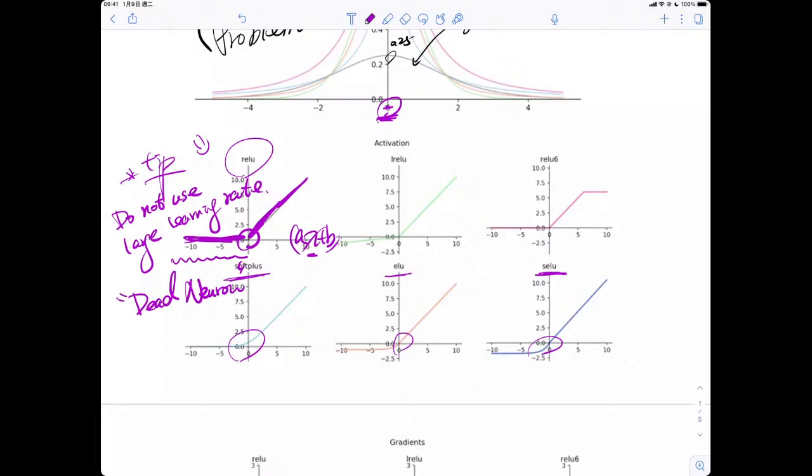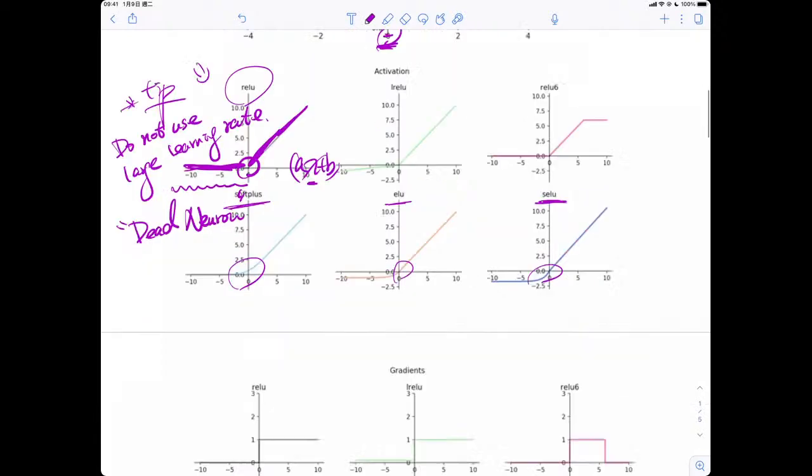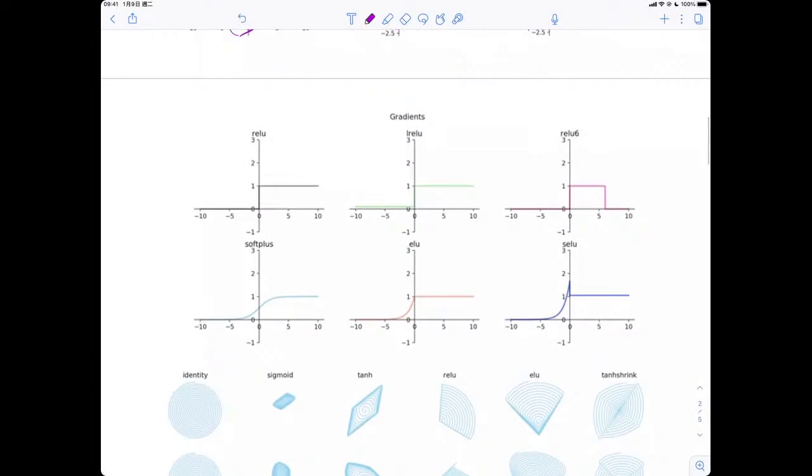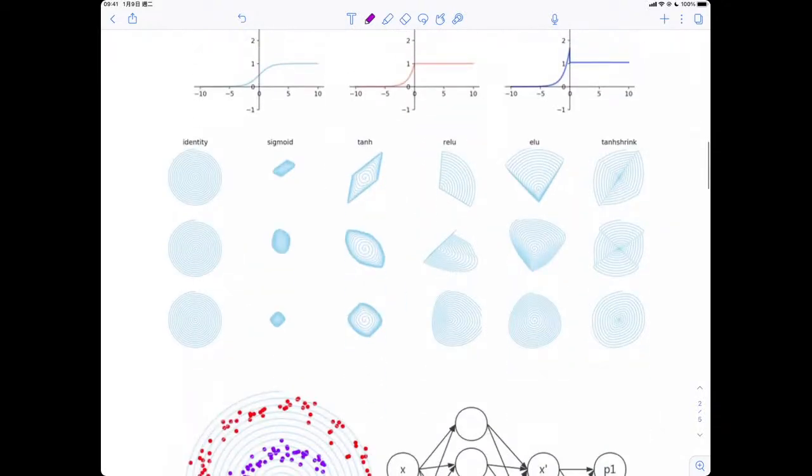Okay, so let's go to the next one. That is the gradient of different ReLU-like activation functions. You can see that for softplus, ELU or some other functions, I think softplus is much better than ReLU, because it can be differentiated at each point. Okay, so let's go to the next one. I think that's very important.